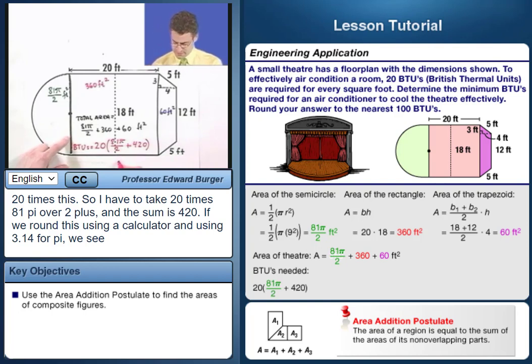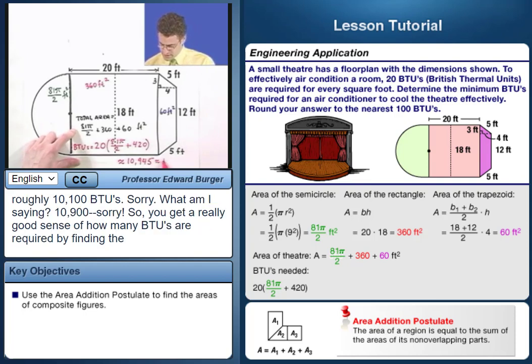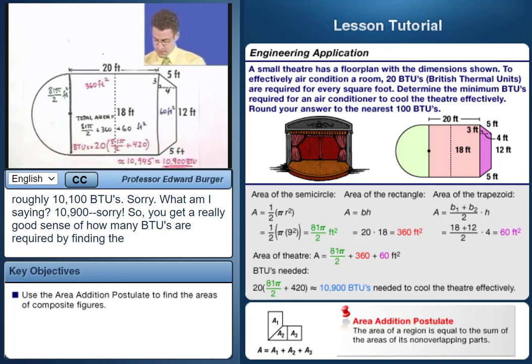And if we round this, using a calculator and using 3.14 for pi, we see 10,945. And what did they ask us to round? Round to the nearest 100. So if I round to the nearest 100, I would say that this is very roughly 10,900 BTUs. Sorry, what am I saying? 10,900. Sorry.